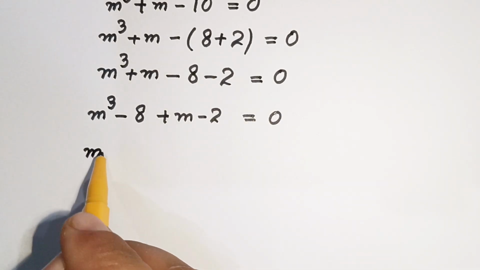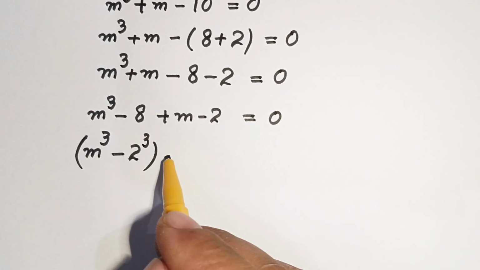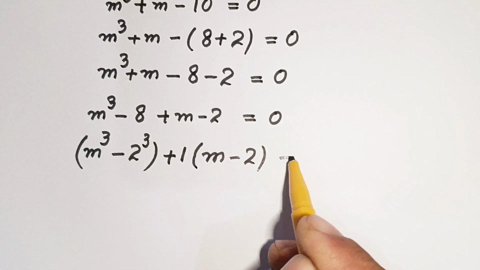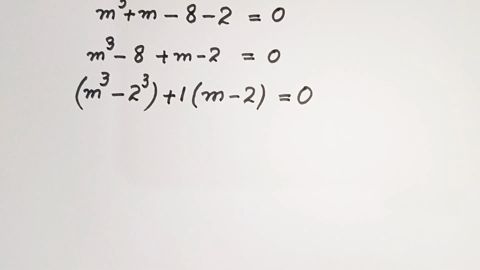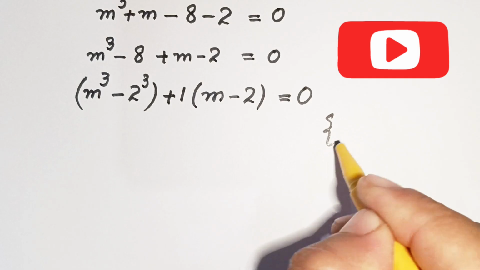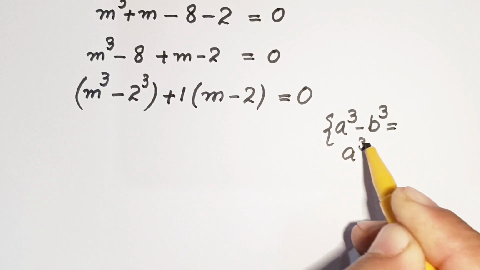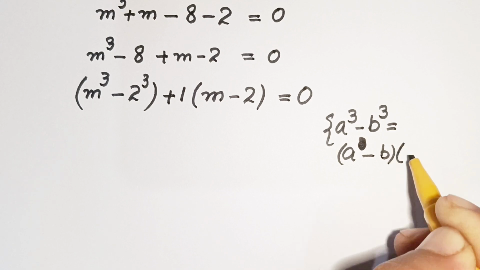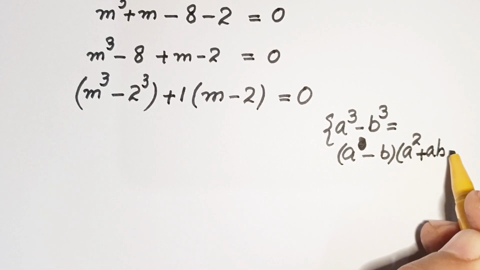Here in m cubed minus 8, the 8 can be written as 2 cubed, so that is our first pair, and in the second pair if we take 1 common, we get m minus 2. Now m cubed minus 2 cubed, we can use our algebraic formula. If we have a cubed minus b cubed, then it is equal to a minus b times a squared plus a times b plus b squared.